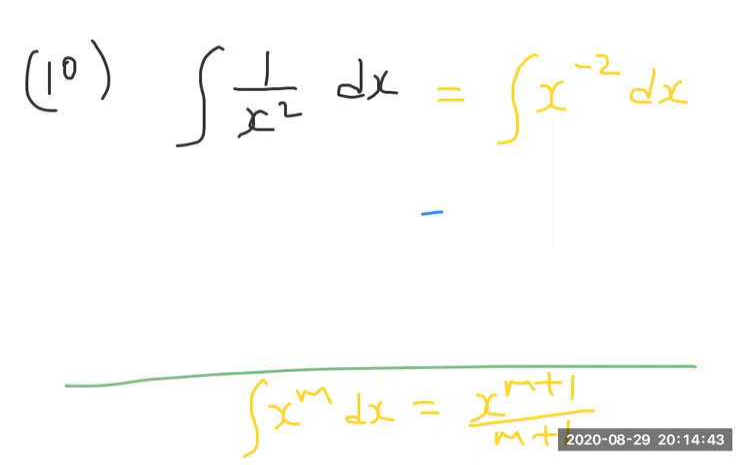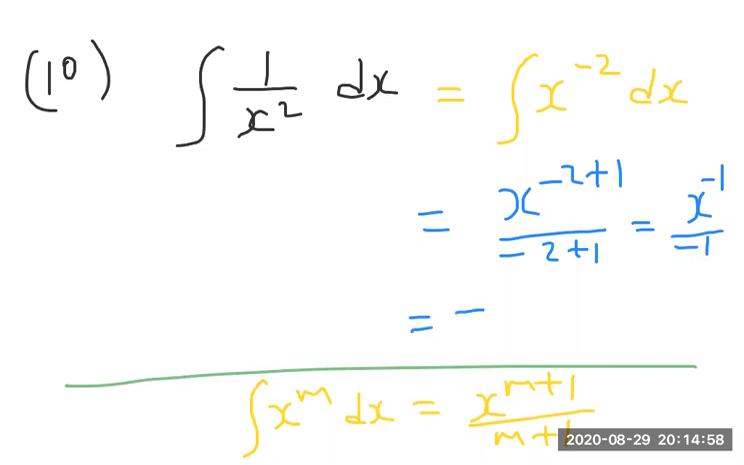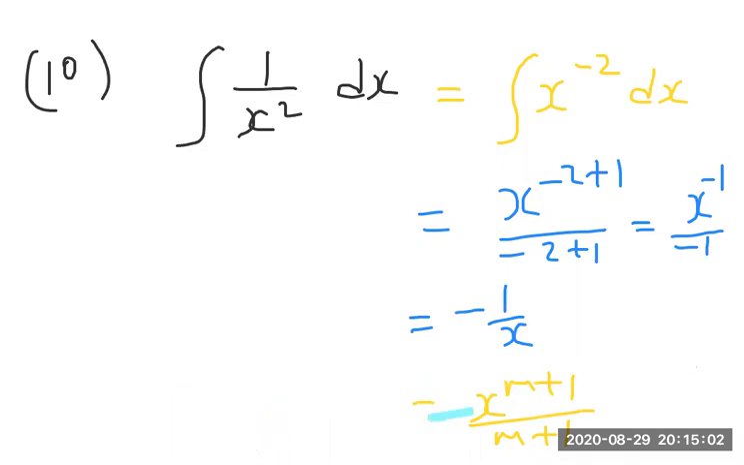Here integral x power minus 2 is there. So what should I write, beta? Yes, x power minus 2 plus 1 by minus 2 plus 1. So here I can write x power minus 1 by minus 1, or I can write minus 1 by x. I hope you are clear now with this one.